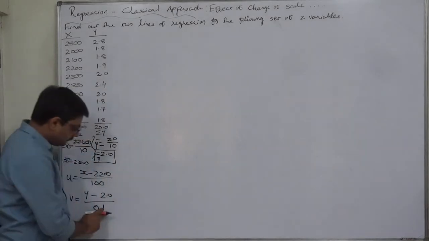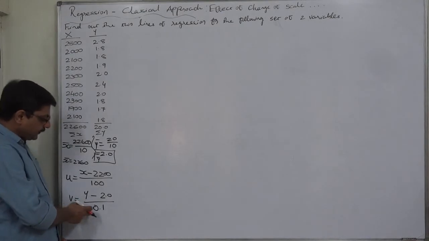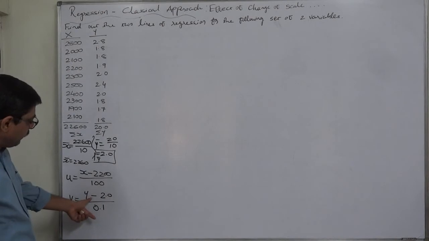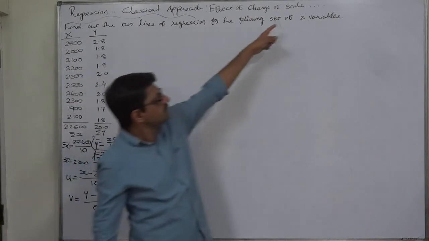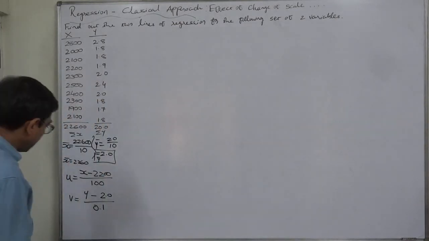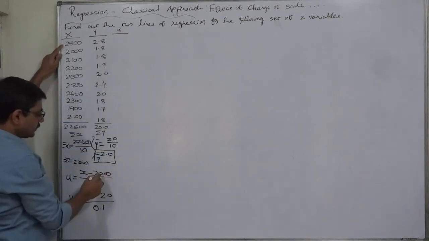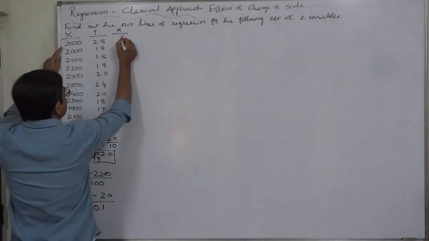Here also all the summations of v in the formula should be multiplied by 0.1, because here we have divided all the values by 0.1, that is a change of scale, and we have to give the reverse effect. Now u will be 2800 minus 2200, that is positive 600 divided by 100, which is 6.